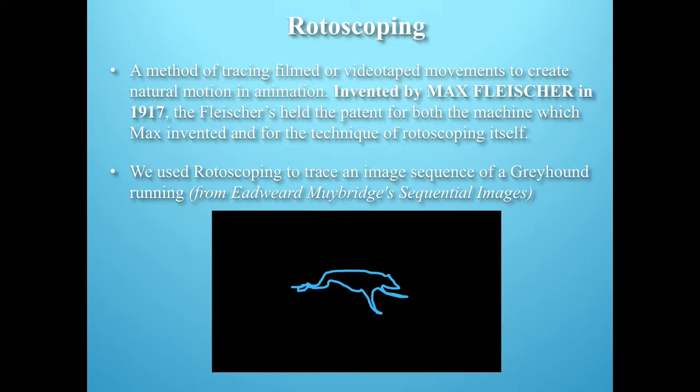Rotoscoping is a method of tracing filmed or videotape movements to create natural motion in animation. It was invented by Max Fleischer in 1917. The Fleischers held the patent for both the machine, which Max invented, and for the technique of rotoscoping itself. We used rotoscoping to trace an image sequence of a greyhound running from Eadweard Muybridge's sequential images.